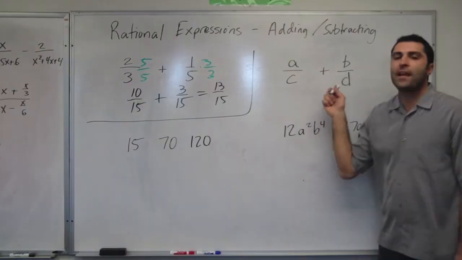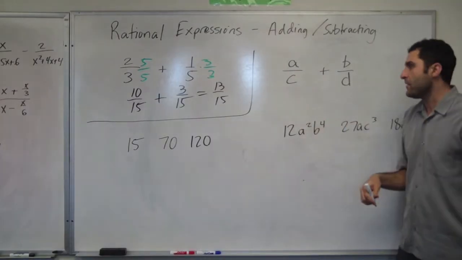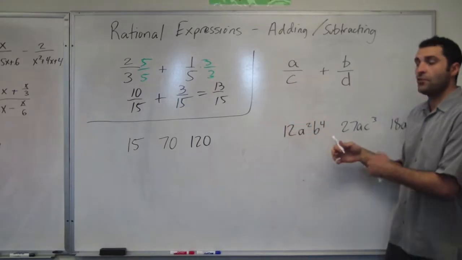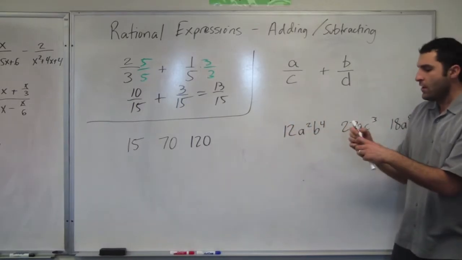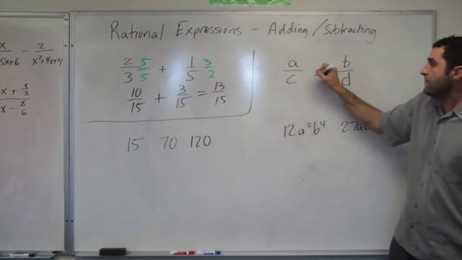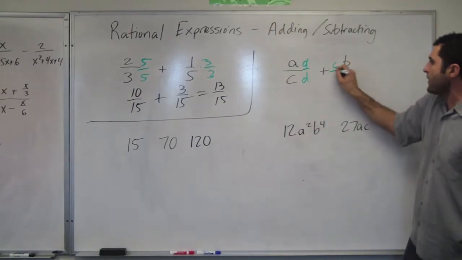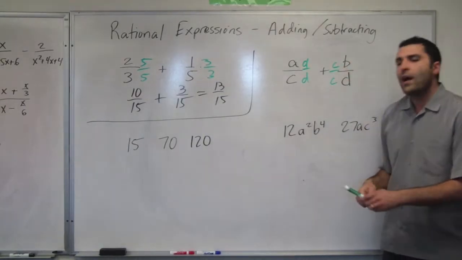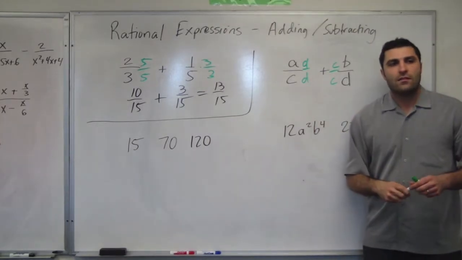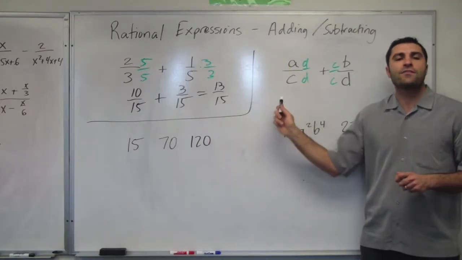What would the common denominator here be? CD. Right. CD, DC, doesn't matter. Conventionally speaking, we say them in order of the alphabet. So if the common denominator is CD, what do we multiply top and bottom here by? D. What do we multiply top and bottom here by? C. Why do we multiply top and bottom, real quick? Because what you do to the numerator, you have to do to the denominator.